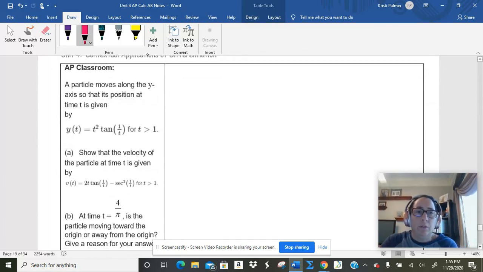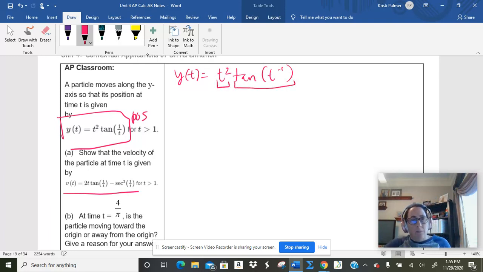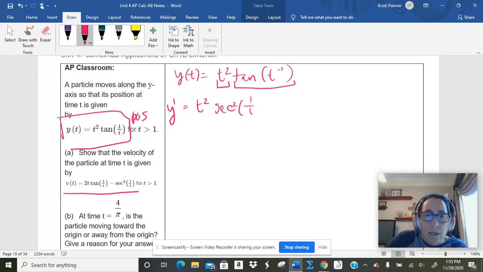Here, a particle moves along the y-axis so that this is the position. Show that the velocity of the particle is given by this guy. Okay, so y of t, I'm going to rewrite this a little bit. It's t squared times tan of t to the negative 1. So here I can see that this is going to be a product rule. First, times the derivative of the second, derivative of the outside, leave the inside alone, times the derivative of the inside.